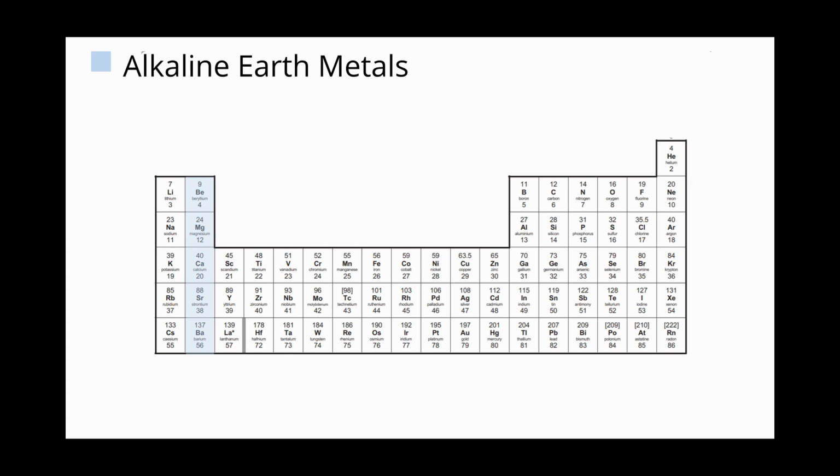The next group are the alkaline earth metals. They're also known as group 2A. They're less reactive than group 1A, but they're still pretty reactive. They have 2 electrons in their outer shell.